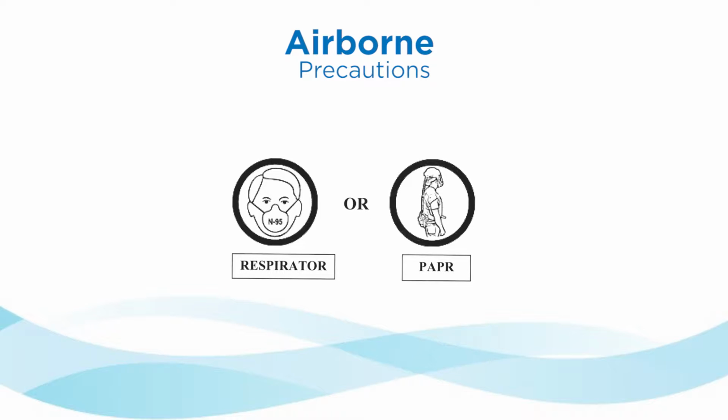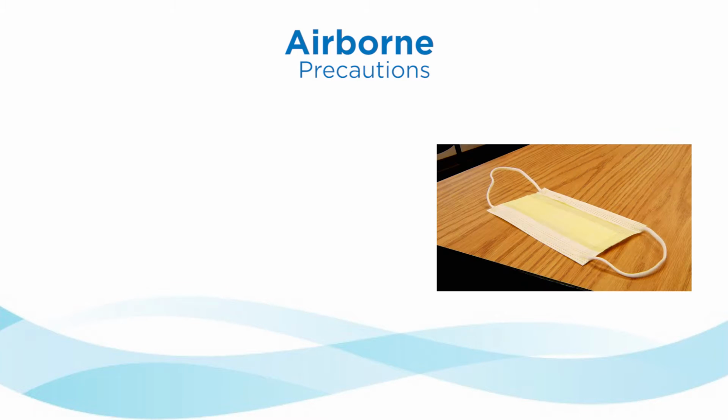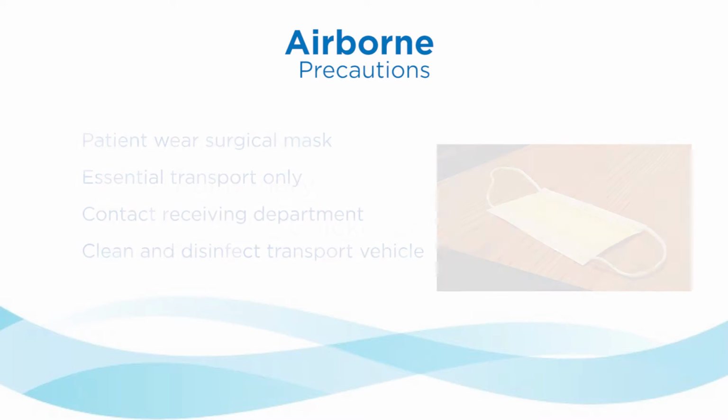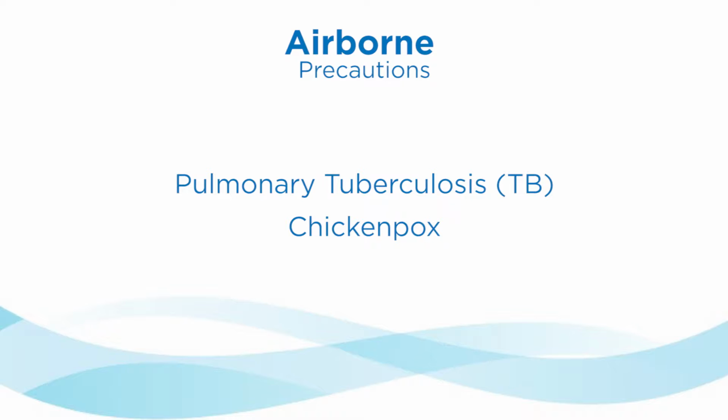Also, before entering the room, make sure that you use the appropriate N95 fitted respirator or a PAPR. When transporting a patient in airborne precautions, please be sure that they are wearing a surgical mask. Essential transport only for patients in airborne precautions. Make sure that you alert the receiving department regarding the patient's isolation precaution status. Clean and disinfect transport vehicle. For example, common conditions that may require a patient to be in airborne precautions include pulmonary TB or chickenpox.